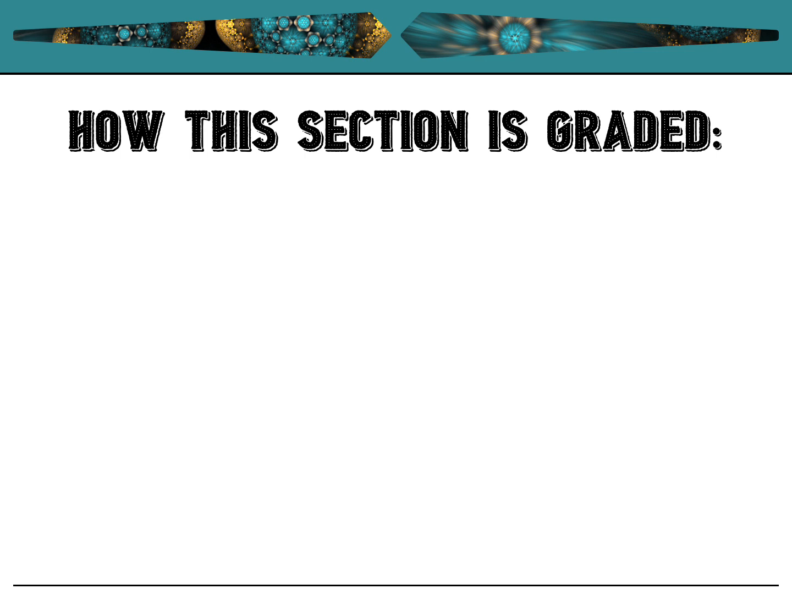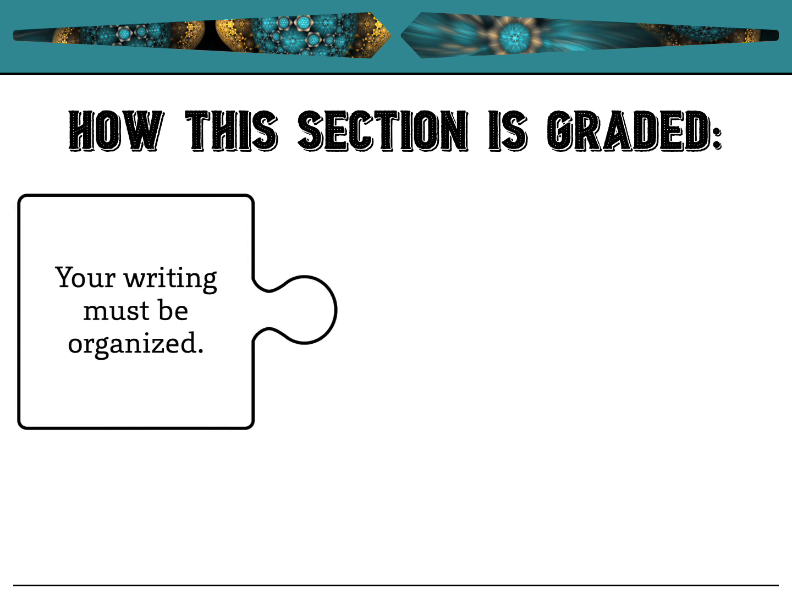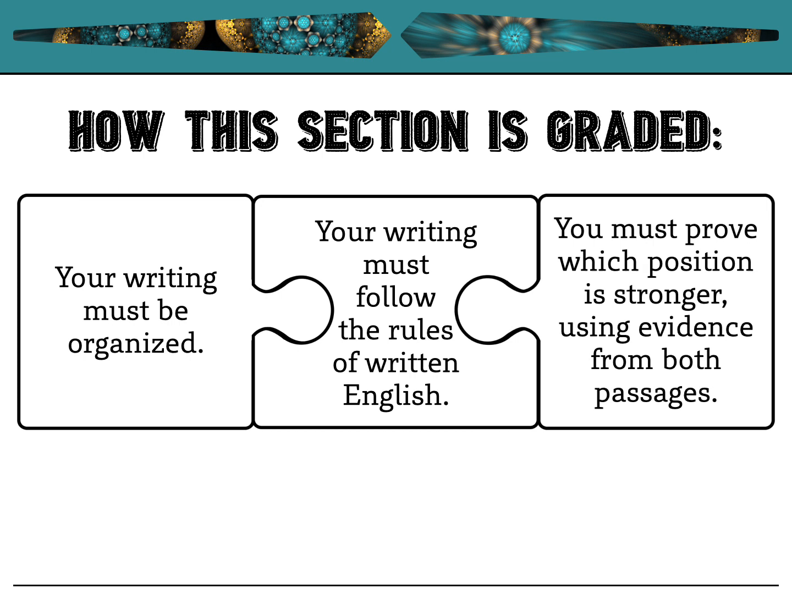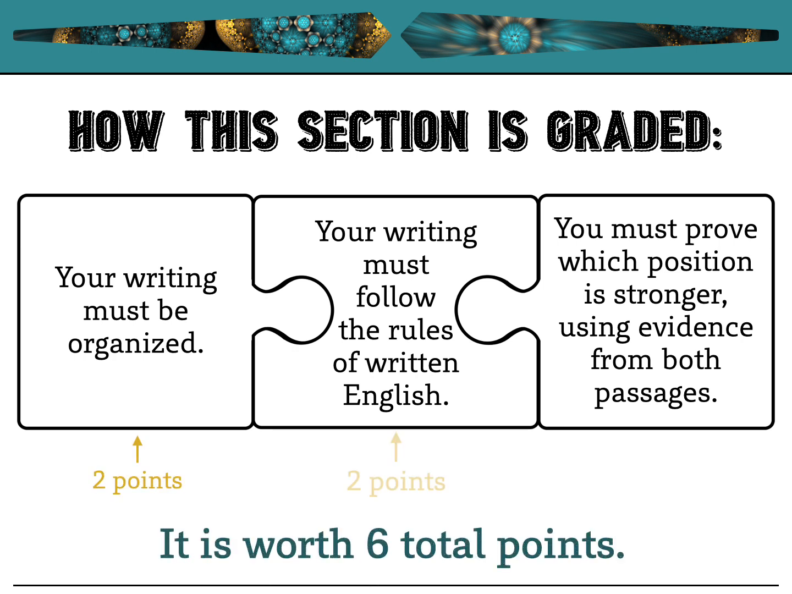How the section is graded. Your writing must be organized. That's 1/3 of the grade. Your writing must follow the rules of written English. So if you have prepared by studying for the language section of the test, you should be able to get points on this section. Finally, you must prove which position is stronger using evidence from both passages. So that's 3 areas in which they're going to grade you. It's worth 6 points total, 2 points for each of these aspects.